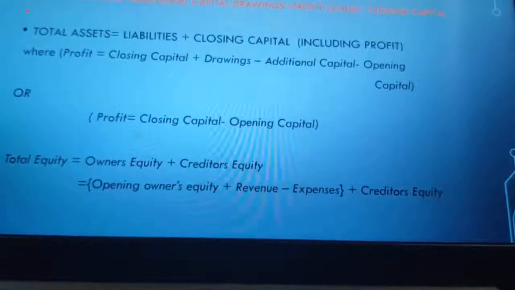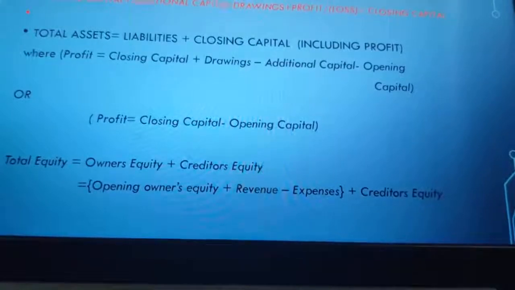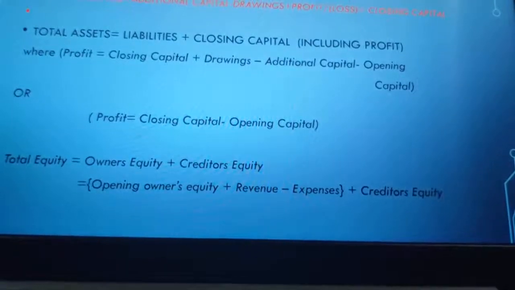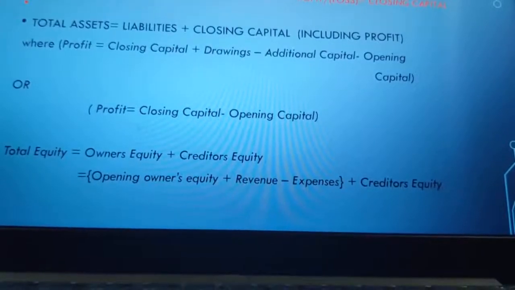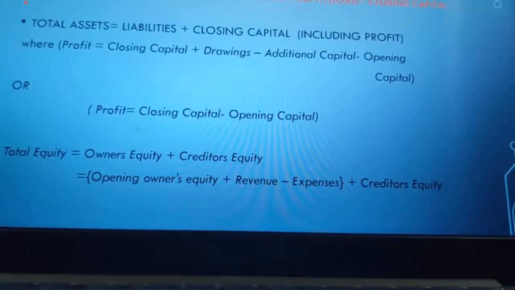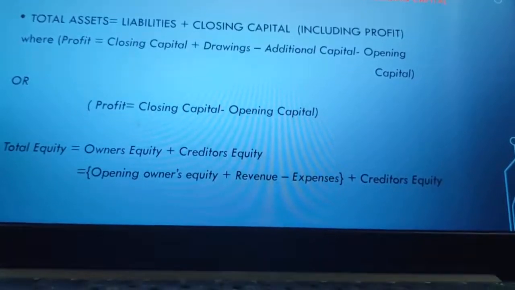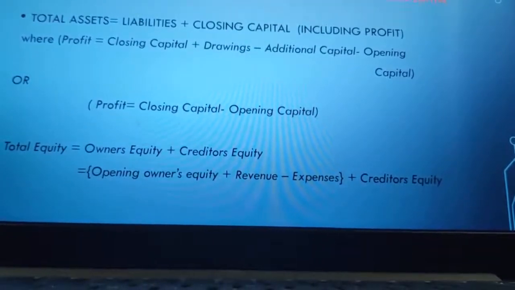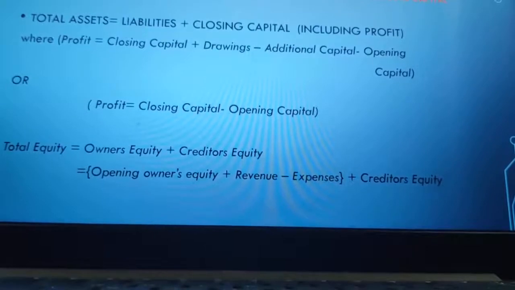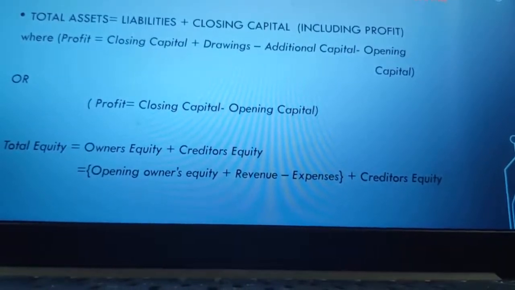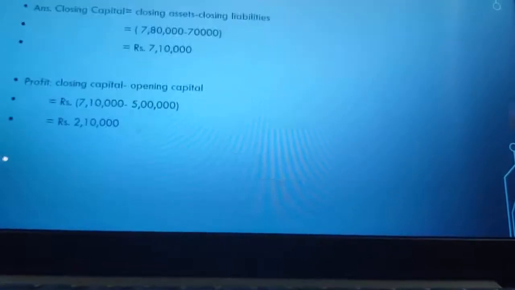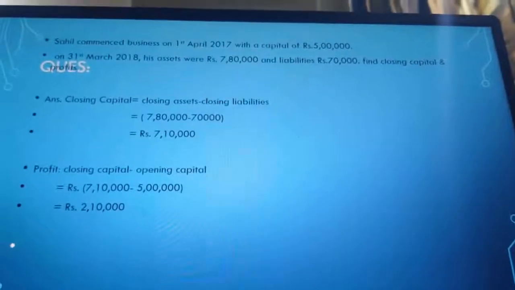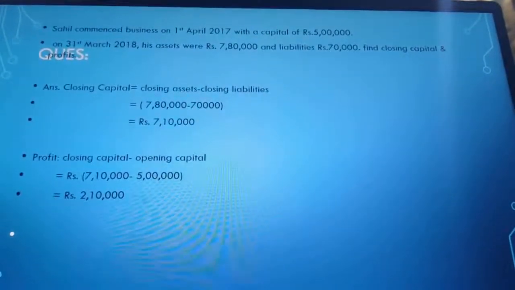Now your owner's equity is equal to opening owner's equity. That is, for example, in the previous question you had opening capital. Opening owner's equity plus revenue minus expenses. That will give you your profit again. Whenever you deduct any expense from your revenue, it will give you your profit. So basically, closing owner's equity is equal to opening owner's equity plus revenue minus expenses, if any are given in the question. Now on the basis of this, we have taken two questions.